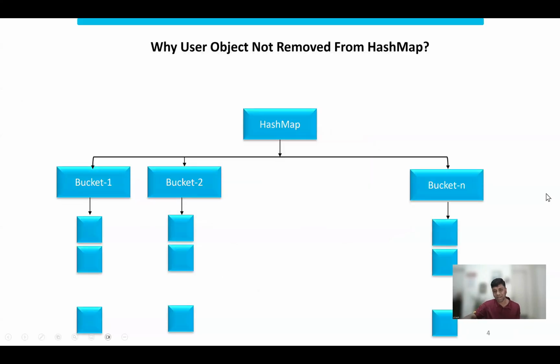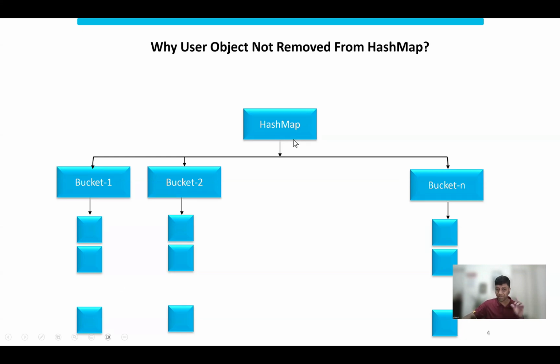Friends, a hash map internally has an array of buckets. So bucket 1, bucket 2, up to bucket n. And within each bucket, it has a list.